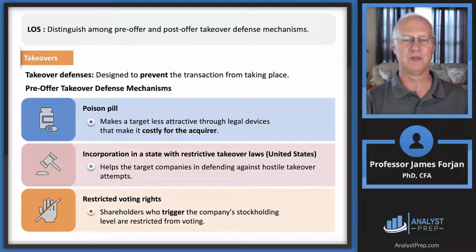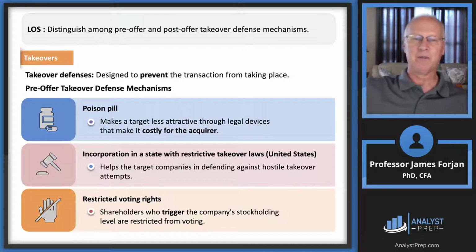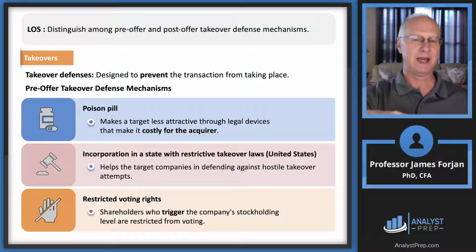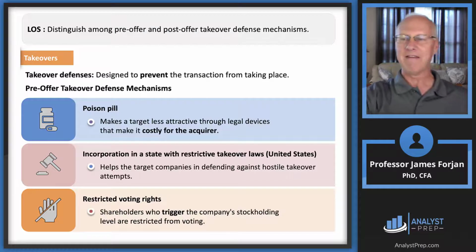This is poisonous. Now, the reason that this thing works is because it's discriminatory. It precludes the acquiring firm from participating in the rights plan. So think about this. The acquiring firm comes in and spends a ton of money buying 5% of my firm. Let's just say it's $50 million. And that $50 million then turns into like $8 on the floor of the New York Stock Exchange.